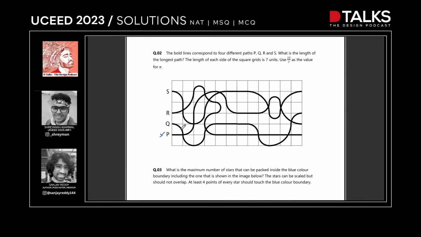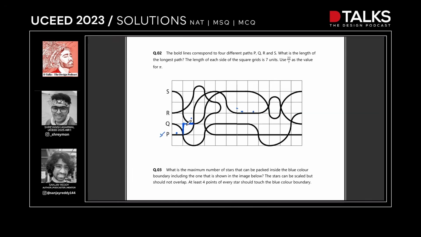In this P, let's first count the number of straight paths. There's one, two, three, four, and that's it. Everything else is curved. Instead of finding the values of every curved path separately, we see this curve path, and this curve path. They're all the same, and also this curve path. So there are four curve paths that have a radius of one side, which is 7 centimeter.